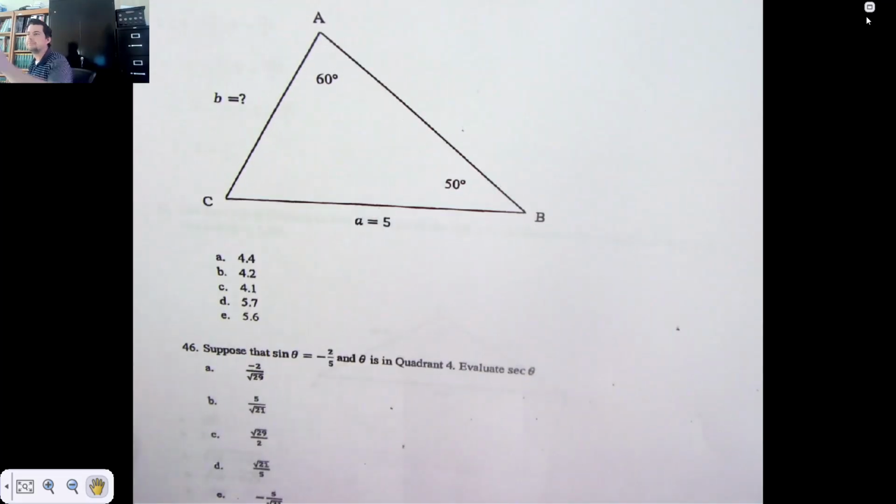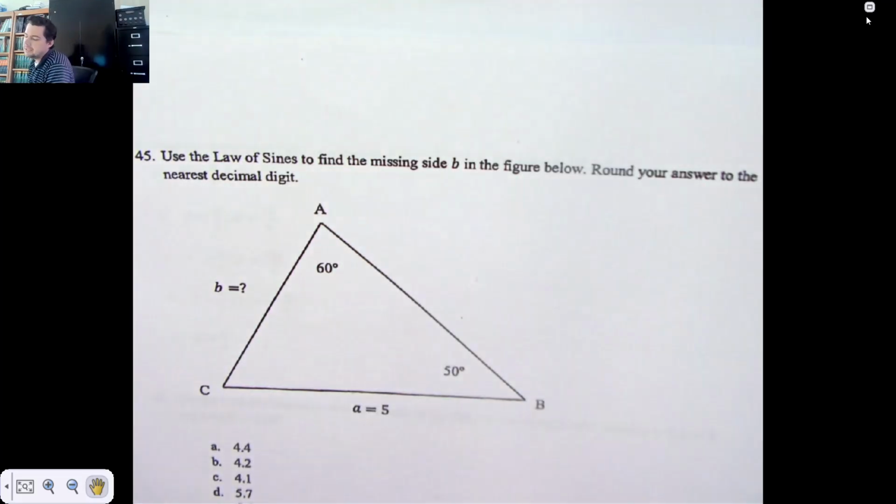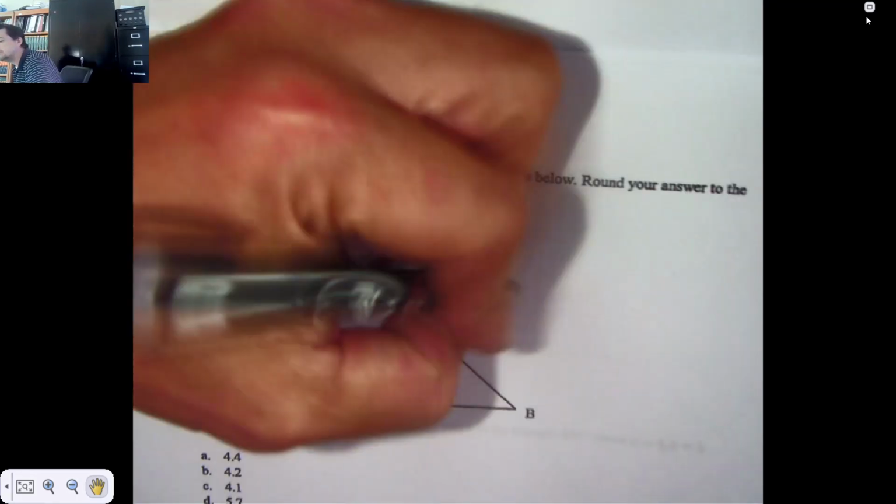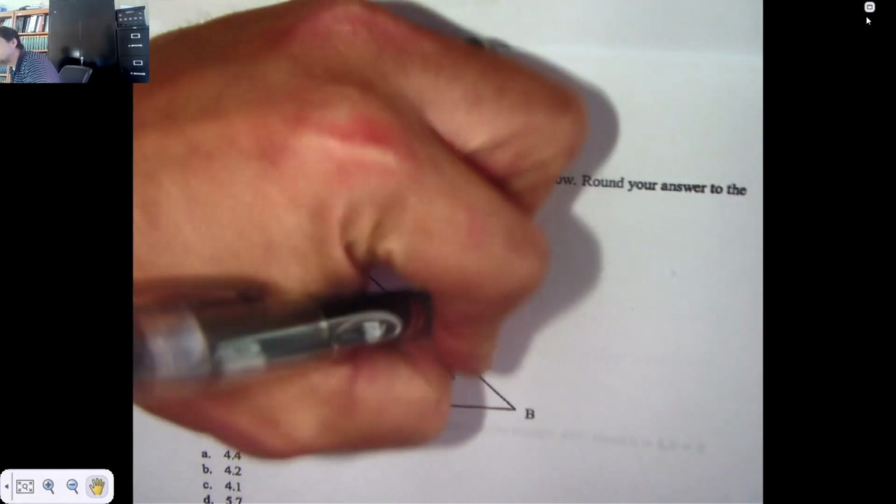Possibly two of you. Use the law of sines, find the missing side, round your answer to the nearest decimal digit. Obviously, you won't have a calculator at your disposal, but that being said, you can do quite a bit. Yours would be multiple choice. You could have something that talks about which one of these might be their answer.